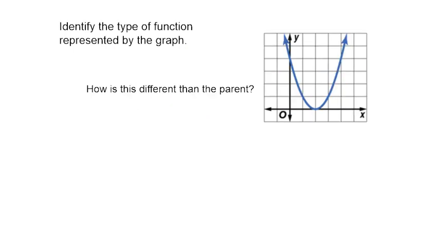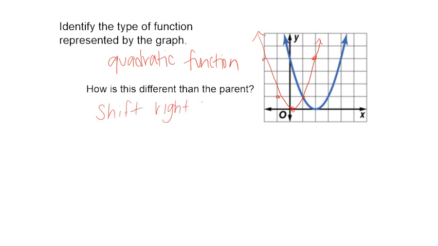Go ahead and see if you can figure out what this graph is and how it is different from the parent. Okay, so for this one, we're looking at a parabola, which means that this is a quadratic function. And additionally, just like with the absolute value function, quadratics always start at the origin for that parent function. So notice that this is just that quadratic shifted. This one has a shift to the right 2 units.